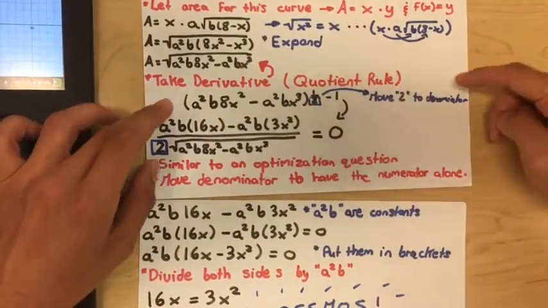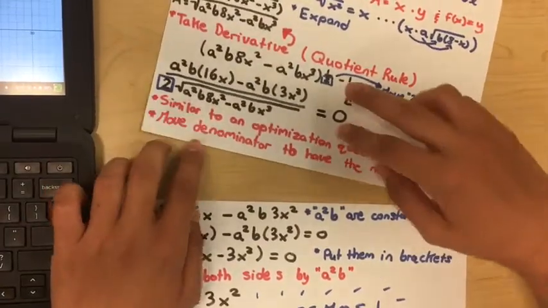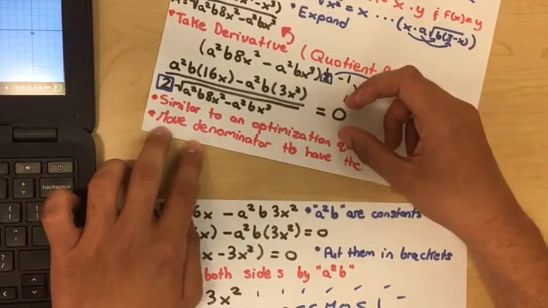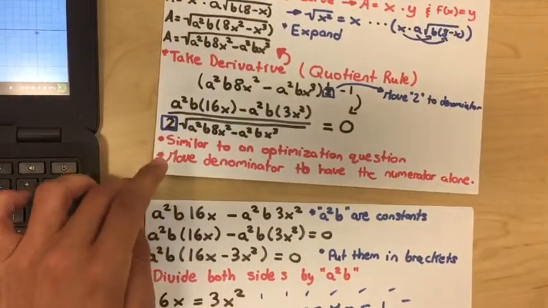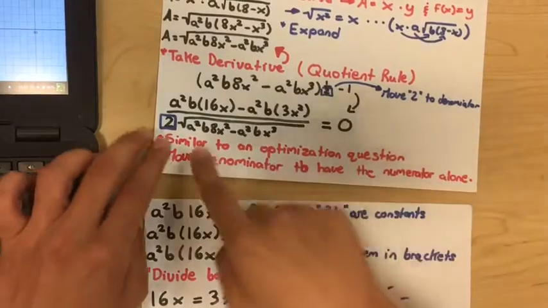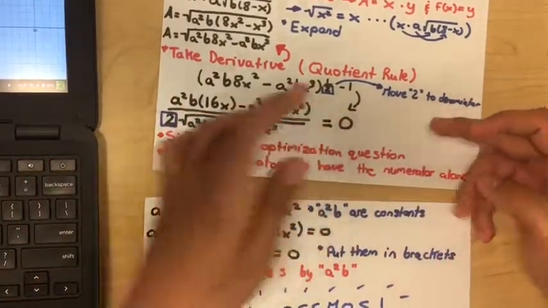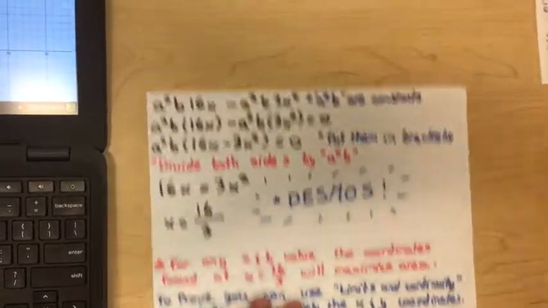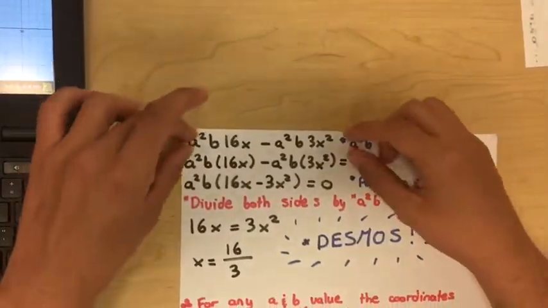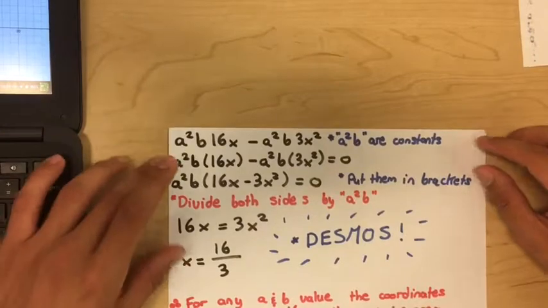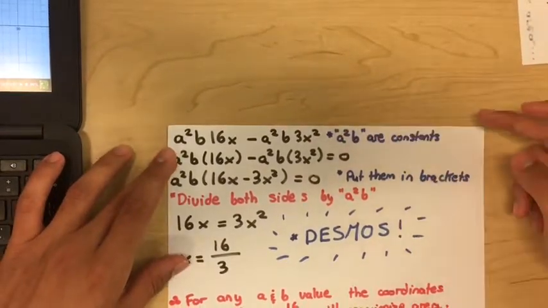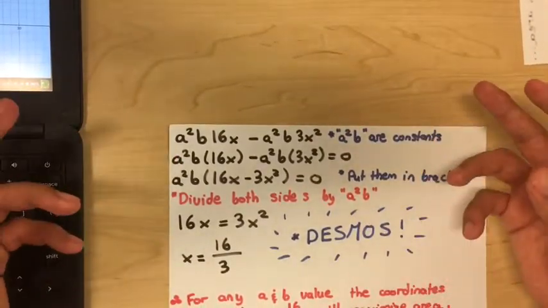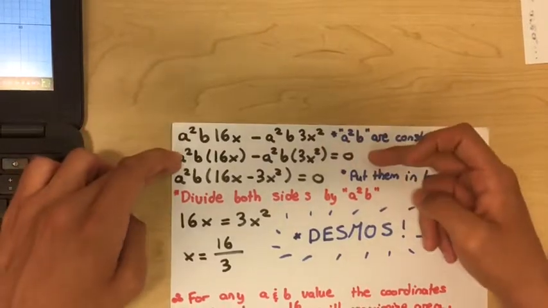So then you just move the 2 to the denominator right here, and you get this as your derivative. And similar to optimization questions, you just move the denominator up here, and then you end up with the numerator alone. So right here, this is what happened. I ended up having this, and because a squared and b are constants, you can just factor it out, which is what happened right here.